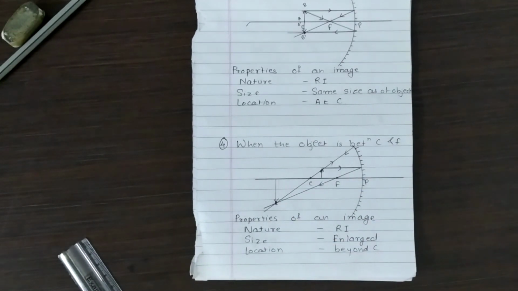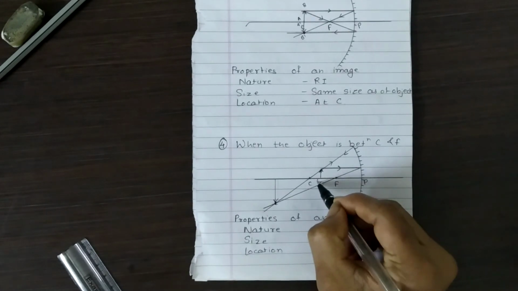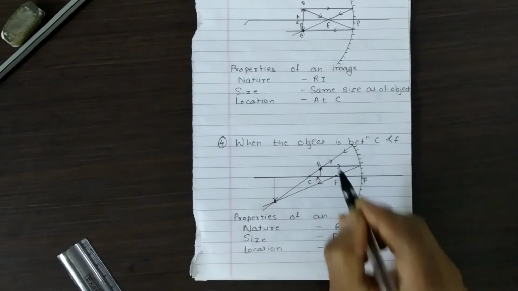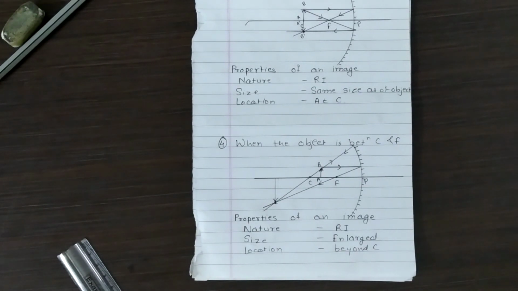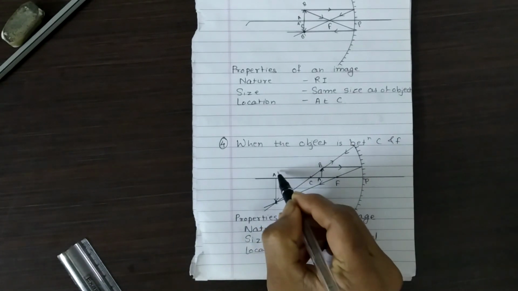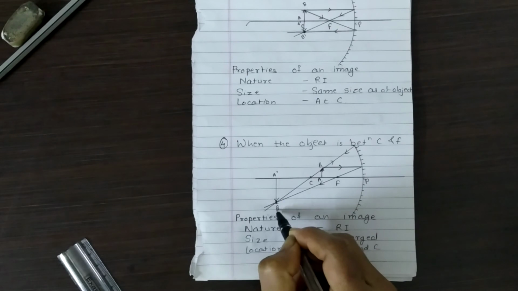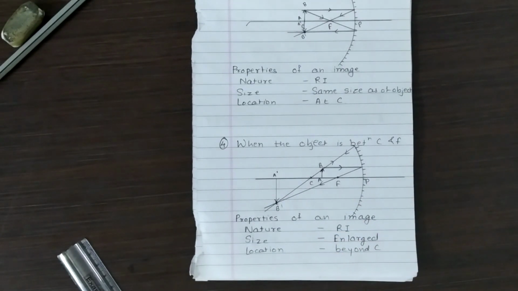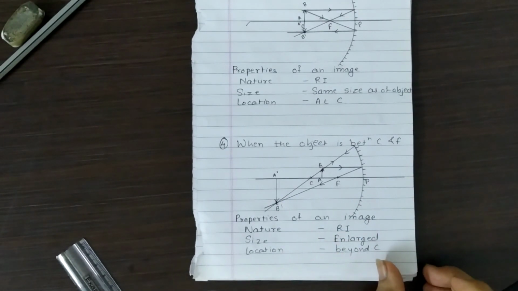The image will get formed at this point. Its nature is real and inverted. Why real? Because it can be captured on the screen. Its size is enlarged. Enlarged means it is bigger than the object. Location is beyond C. So this is the fourth case when the object is placed between C and F.